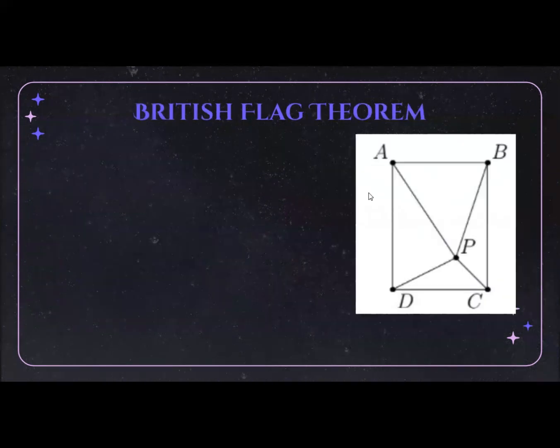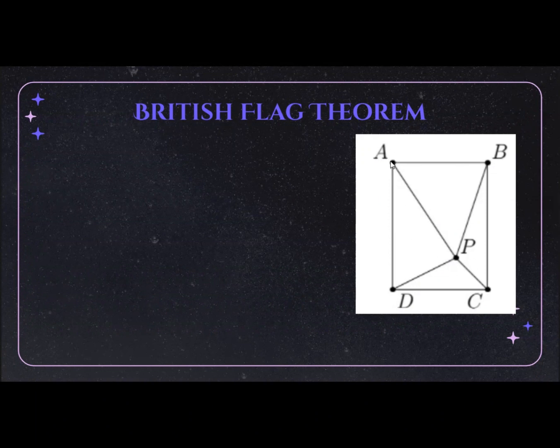Okay, so that's sort of interesting, but what's more interesting is something that we use a little bit in competition called the British flag theorem. I'm pretty sure the name came from the British flag. So we're gonna see how it works. Let's say we have a rectangle ABCD, and a random point P anywhere inside this rectangle. So let's just put P right here.